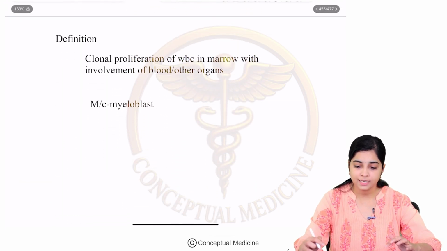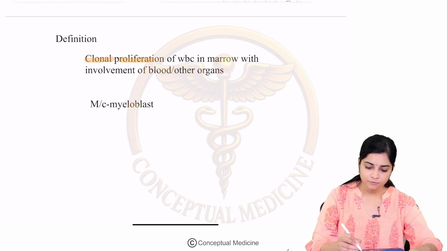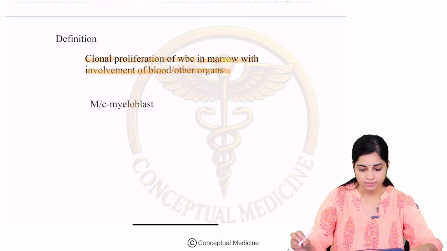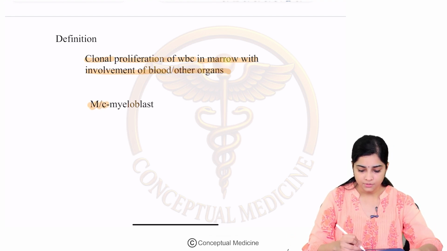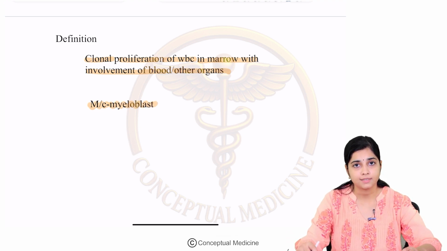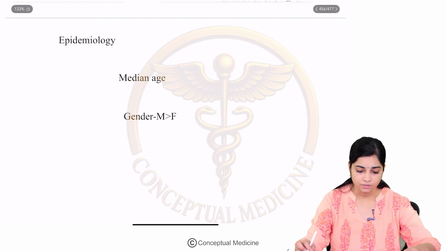So, let us understand the definition of AML. There is a clonal proliferation of the WBC and its precursors in the marrow with involvement of blood and other organs, and the most common type of AML is the myeloblastic picture. Acute myeloblastic leukemia.